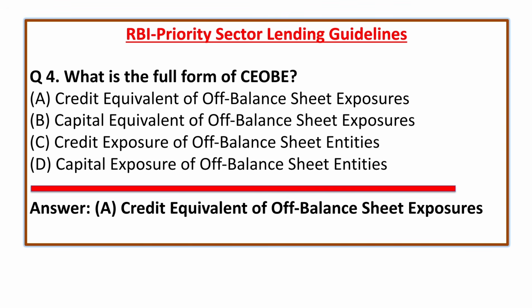Question 4. What is the full form of CEOBE? A. Credit equivalent of off-balance sheet exposures. B. Capital equivalent of off-balance sheet exposures. C. Credit exposure of off-balance sheet entities. D. Capital exposure of off-balance sheet entities. Answer. A. Credit equivalent of off-balance sheet exposures.